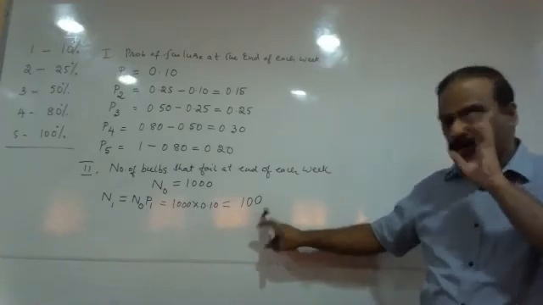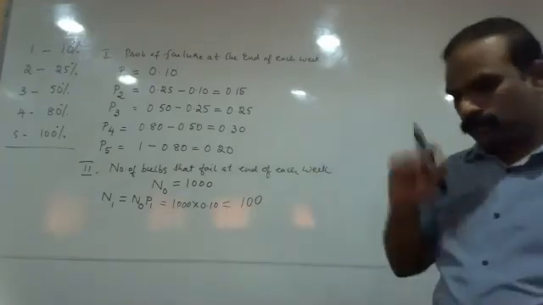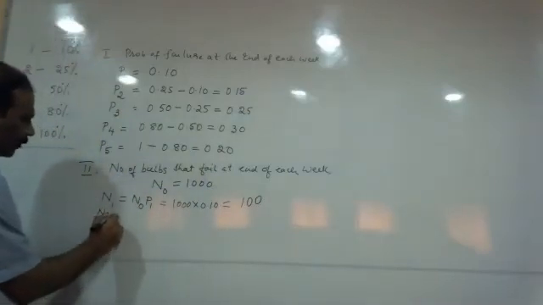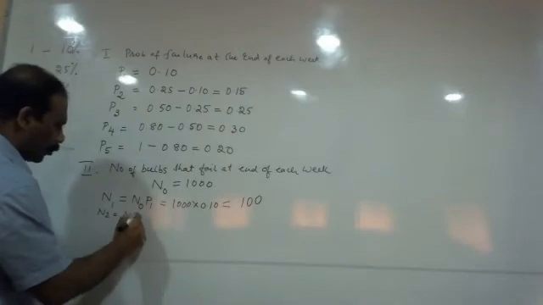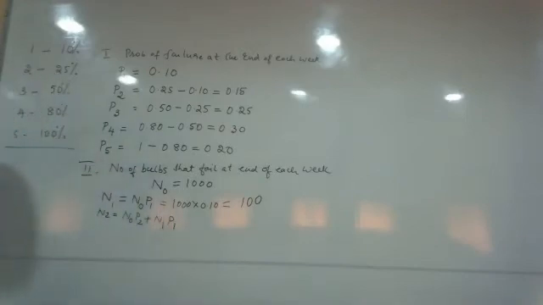Yes, sir. Now ಇದೇ ತರ I have to calculate for all the 5 weeks. Okay. Now let me do for the second week. So n2. So n2 ಹೆಂಗ್ ಮಾಡ್ತೀನಿ ನಾನು? n2 is given by the formula n naught into p2 plus n1 into p1.